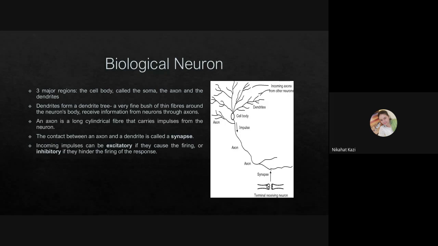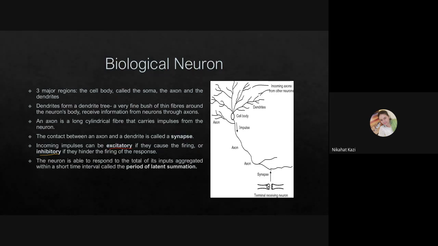Now there are two types of impulses which a neuron receives. They could be either excitatory or inhibitory. If the type of impulses are excitatory, then the neuron actually fires, and if the type is inhibitory, they are going to hinder the firing of the neuron. So there are two types of impulses which come into the neuron.